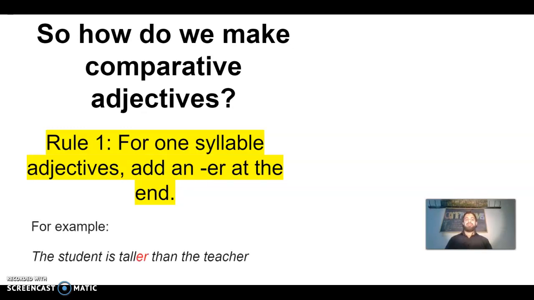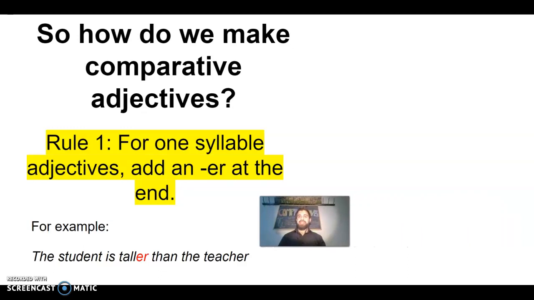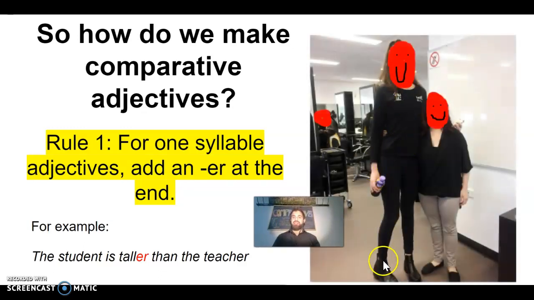So let's take a look. The student is taller than the teacher. Let's take a look over here. Here is the student. Here is the little teacher. Yeah, she is taller than the teacher. Tall is a one-syllable adjective.